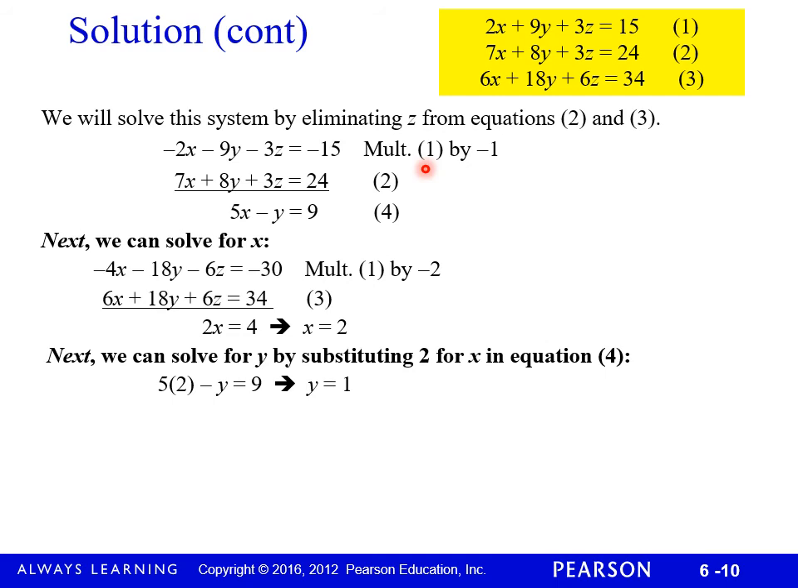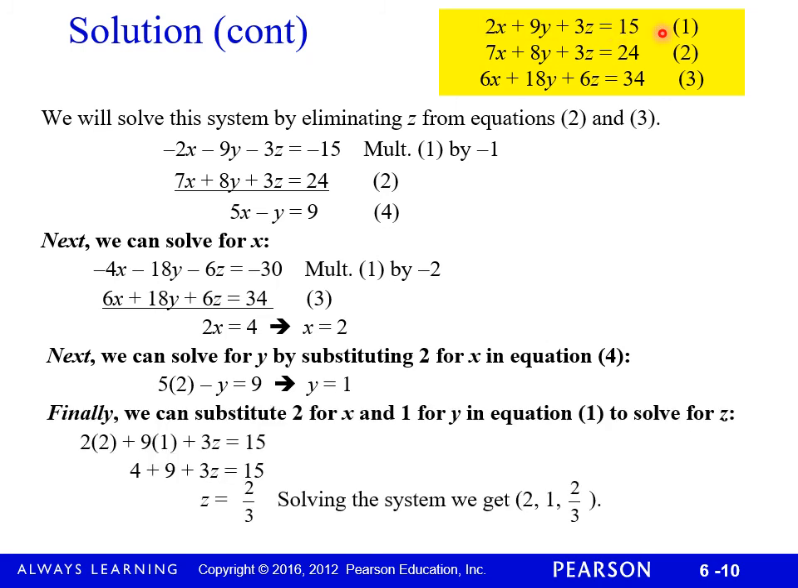Plugging x equals 2 into equation number 4, which we just created, we get y equals 1. And now we can plug in x equals 2, y equals 1 into the first equation and solve for z. And so we get z equals 2/3, or the solution to this system is (2, 1, 2/3).